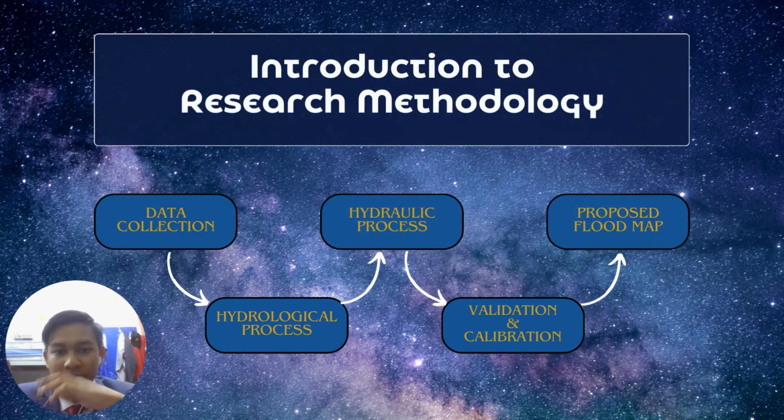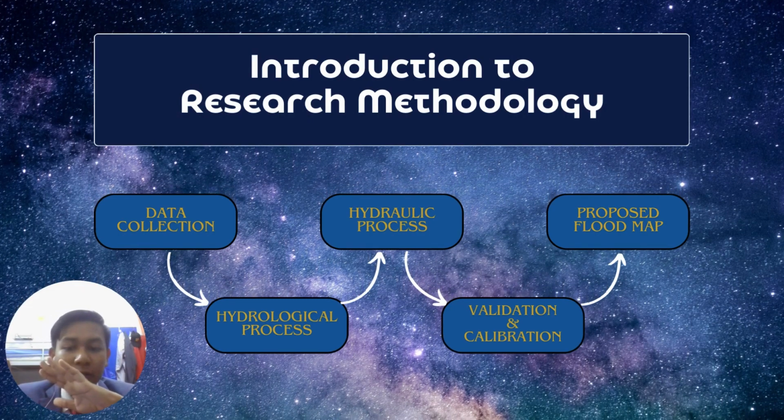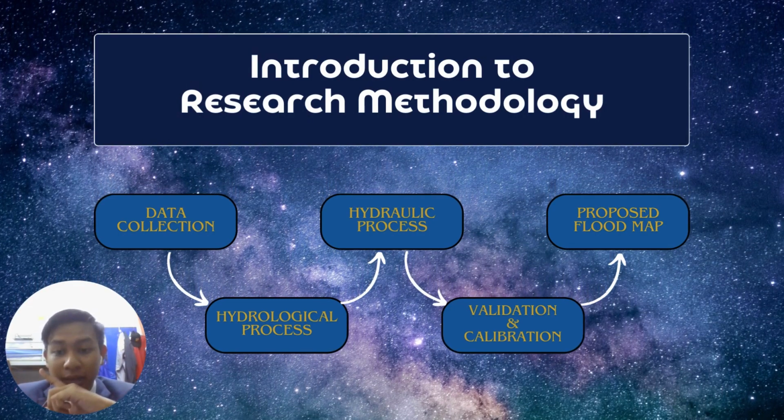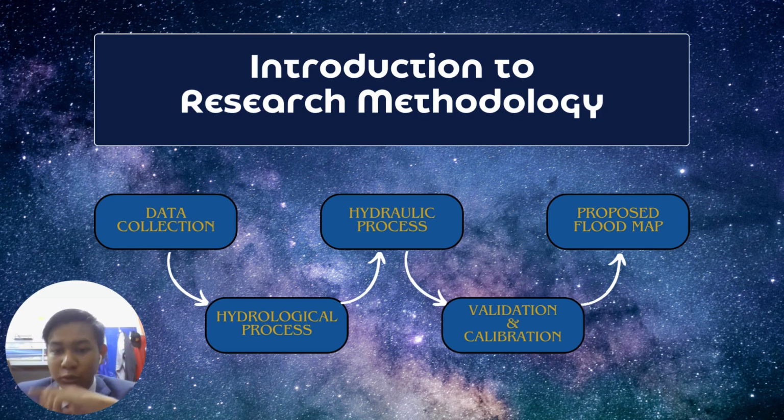Okay, for research methodology, we have 5 methods that we need to do. First one is data collection, and then we need to do hydrological process. After that, we need to use hydraulic process, which is we use software HEC-RAS and ArcGIS, and then validation and calibration. And the last one is propose a flood map. So after this, I will elaborate one by one of these methods in depth.